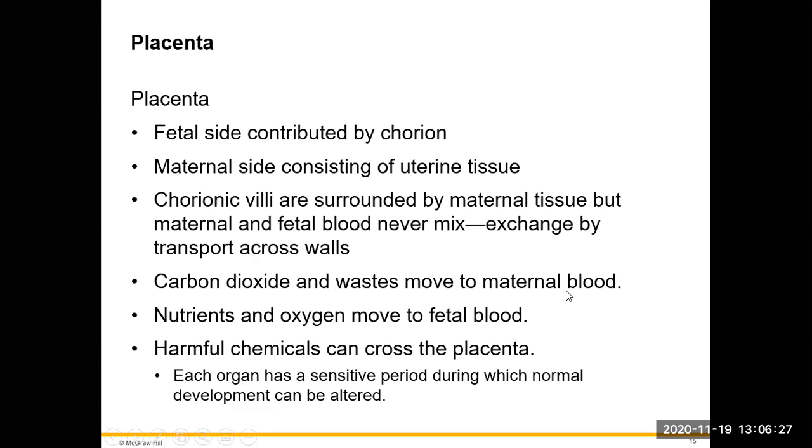Carbon dioxide and wastes move to the maternal blood, whereas nutrients and oxygen move to the fetal blood. Harmful chemicals can cross the placenta. This is actually something that happens usually. This happens after 2 months. Harmful chemicals are less likely, I'm not saying 100%, but they are less likely to affect the embryo than the fetus. The fetus is highly susceptible. The placenta is more permeable when the fetus is growing than when it was at just an embryonic stage.